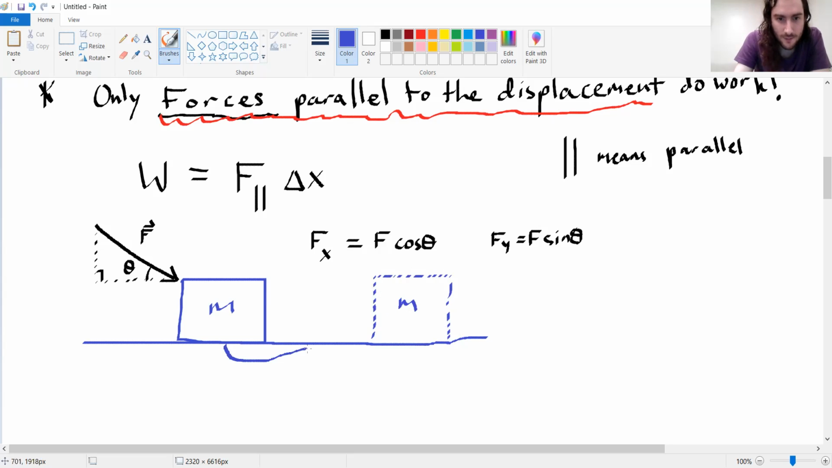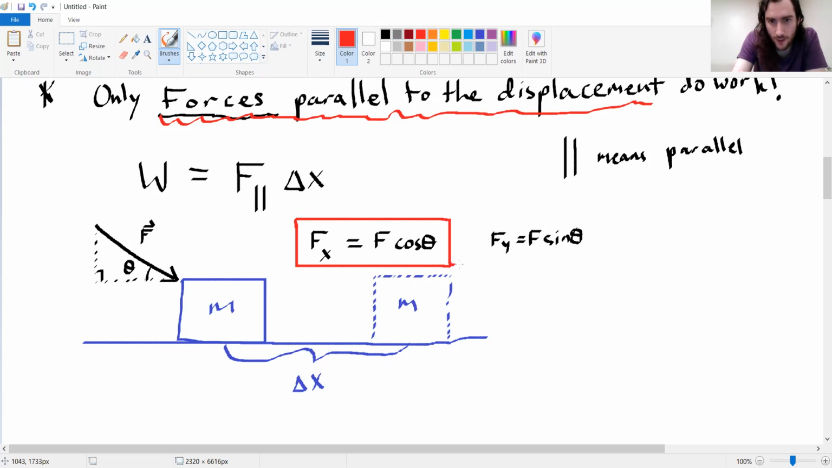So this box, again, it displaces an amount delta x, just like before. But now the component of the force which is parallel to the displacement is this one here. It's the one I'm going to box in red, the x component. So we'll go ahead and we'll say over here on the side, this is the parallel component of the force.